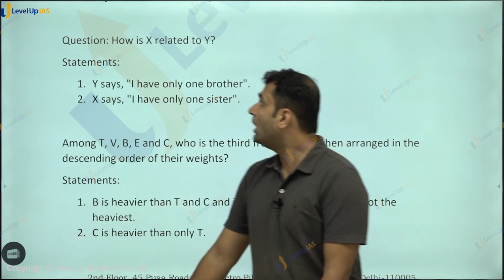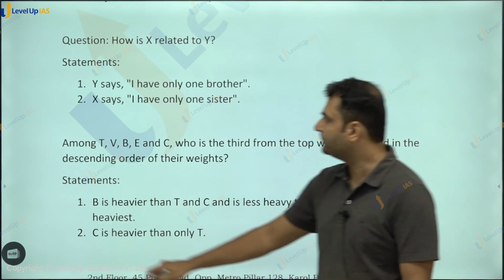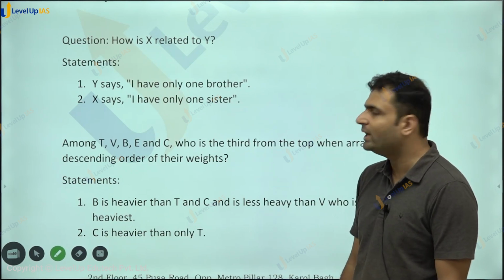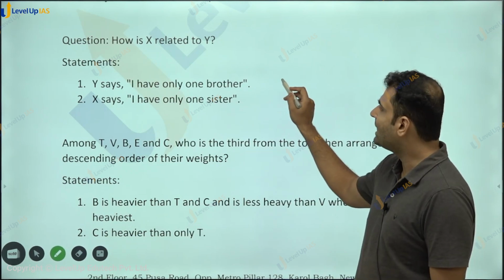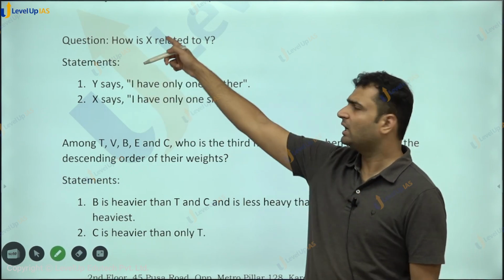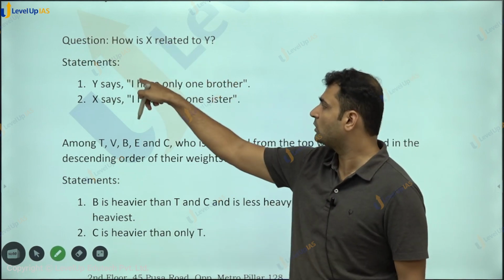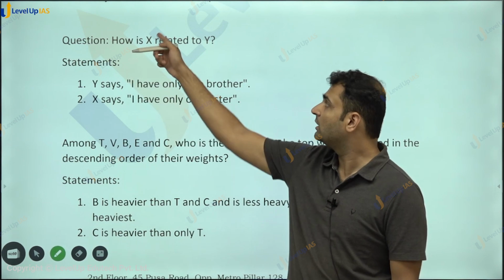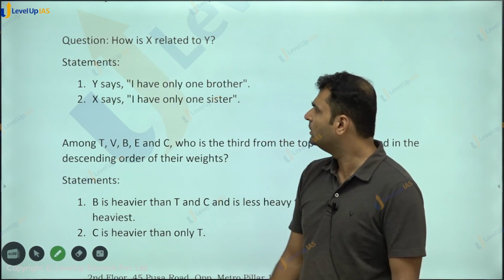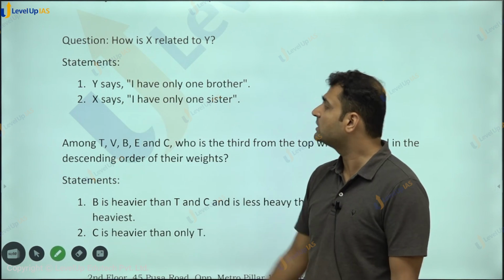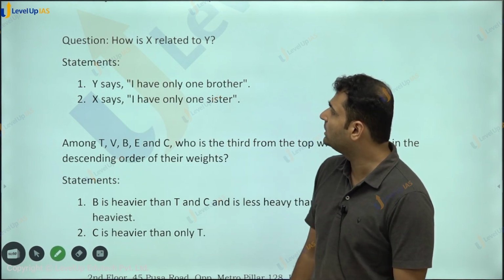Question: how is X related to Y? First statement, Y says I have only one brother. Y says I have only one brother. Can we comment anything from here, from statement 1? Can we answer X and Y correlation? No. But Y बस बोल रहा है कि I have one brother. Statement 2 is X says I have only one sister.